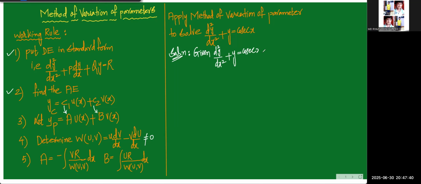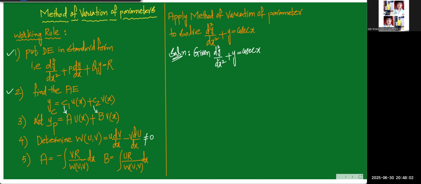Now if you compare with the standard form, it is already in the standard form. The d square y by dx square term is there, and the dy by dx term is absent, so p will be taken as 0, q value is 1, and the r value, which is very important for this problem, is cosecant x. The right hand side value is the value of r. So we start our work.